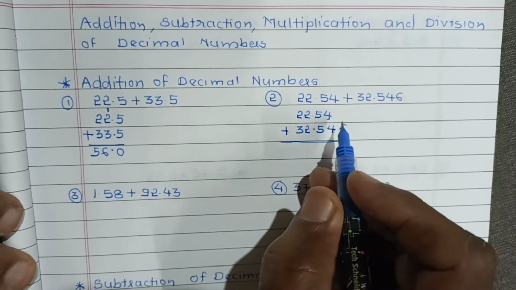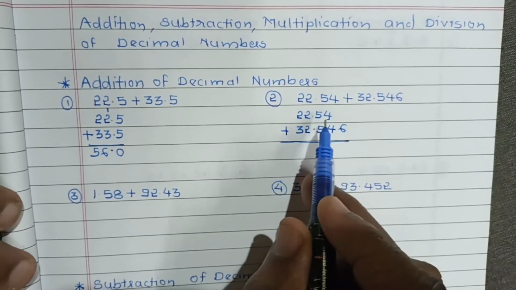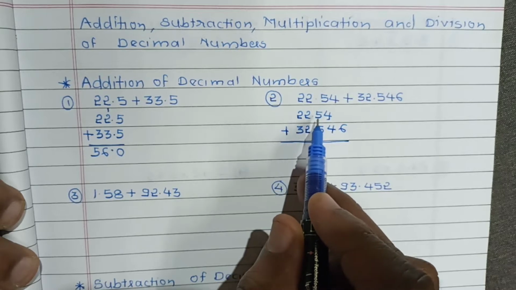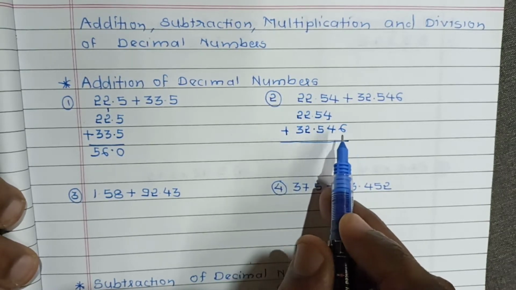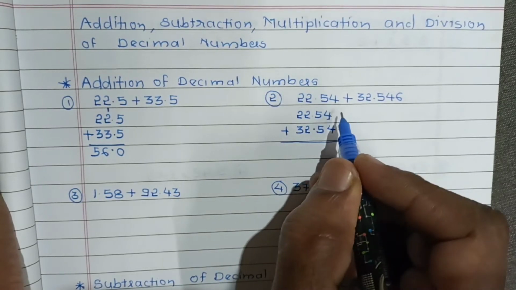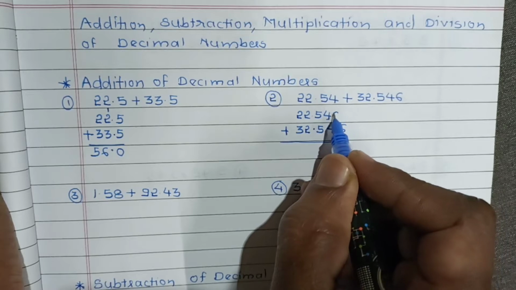So before adding you must see after decimal point how many digits are there. Here after decimal point only 2 digits are there. Here how many digits are there? 3. So therefore you have to make 3 digits after decimal point. So therefore you have to join 0 here.